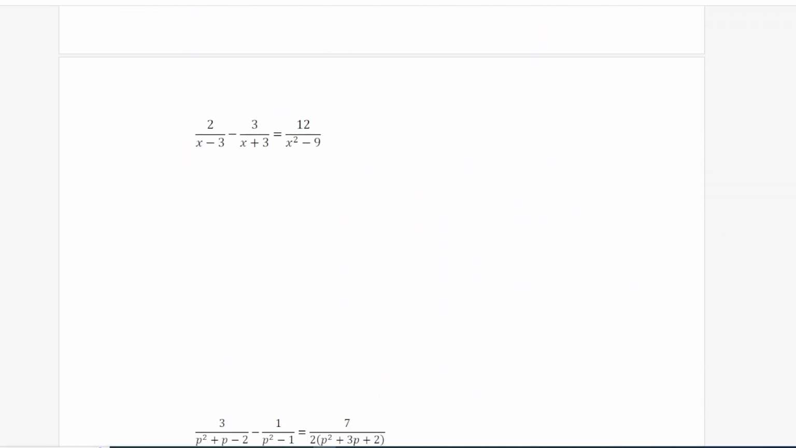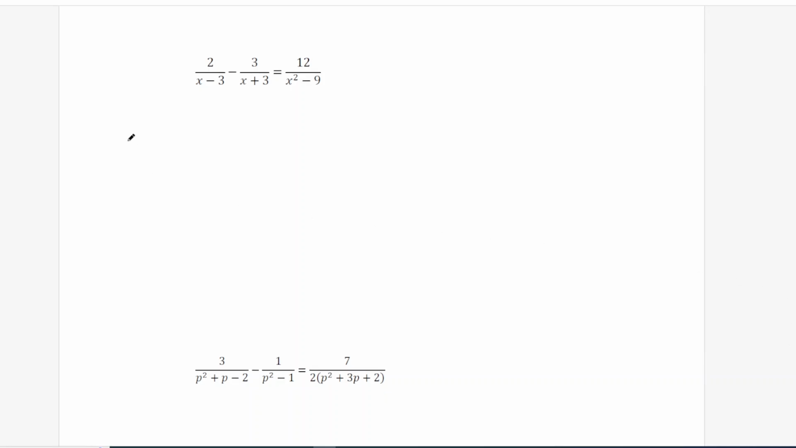All right, next one. Step number 1, factor. So when I look at this equation, I've got 2 over x minus 3, minus 3 over x plus 3, is equal to 12 over this difference of squares, which is x minus 3, x plus 3. And these ones will always be designed kind of like when you're adding and subtracting fractions, where denominators should be somewhat similar.